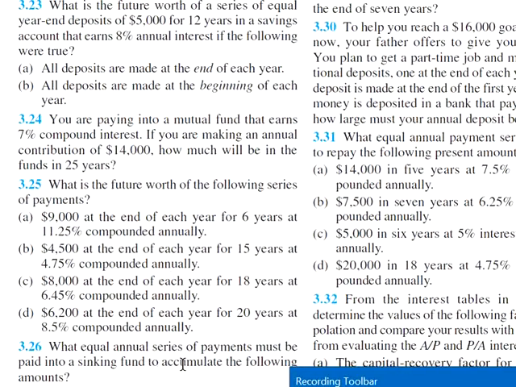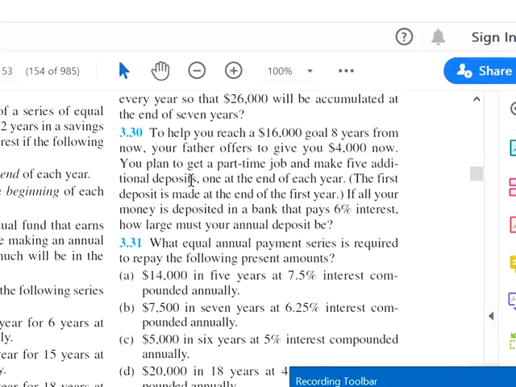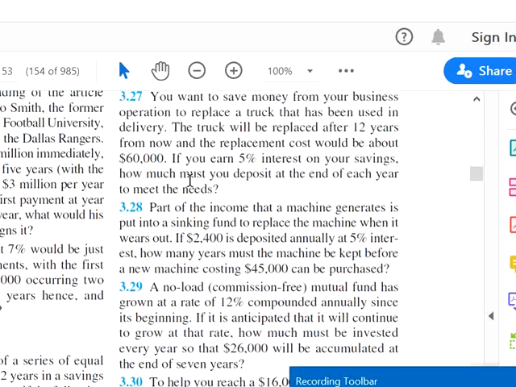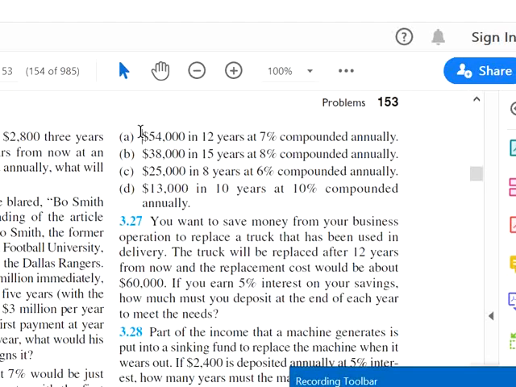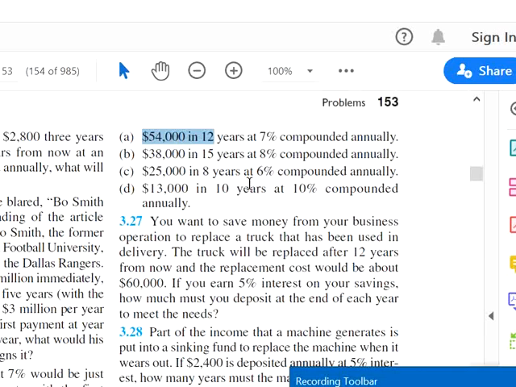What equal annual series of payments must be paid to accumulate the following amounts? Means if you need to get this accumulation, this is the total amount after certain periods. Means if you want to have an F of whatever is given, what should be A? So looking at this question, if you want to have 54,000 in 12 years, means at the end of 12 years, if you want F to be 54,000, how much you must deposit every year, right?